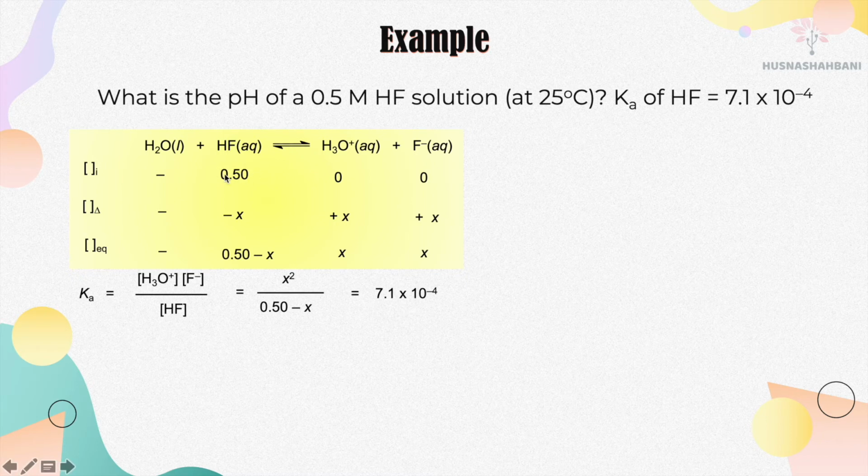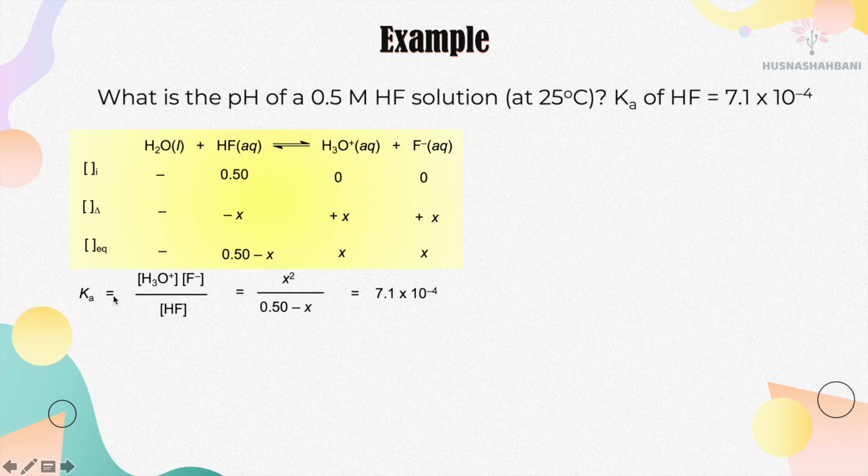Initial concentration of the weak acid HF is 0.5 molar, and initially there are no products at all, 0. For the change in concentration, the HF concentration will decrease, so negative x, because it is 1 mole. These two concentrations will increase, positive x, because it is 1 mole. Equilibrium concentrations: 0.5 minus x, 0 plus x, 0 plus x.